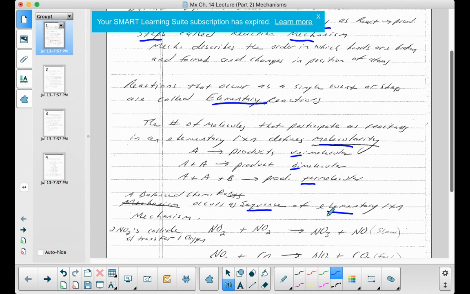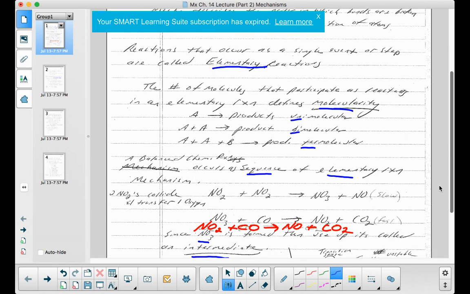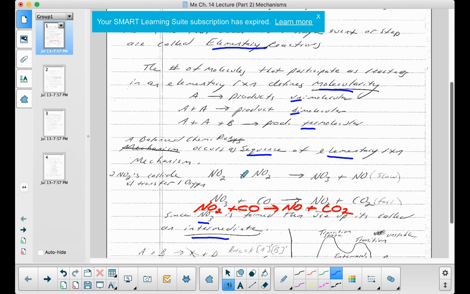So here's my first example. So if I have two NO2 molecules colliding and they transfer an oxygen and they form this. When you see a reaction mechanism, you're going to see a step identified as a slow step and a step identified as a fast step. That's really important. Okay, so the summation of these two equations lead me to my one final equation.